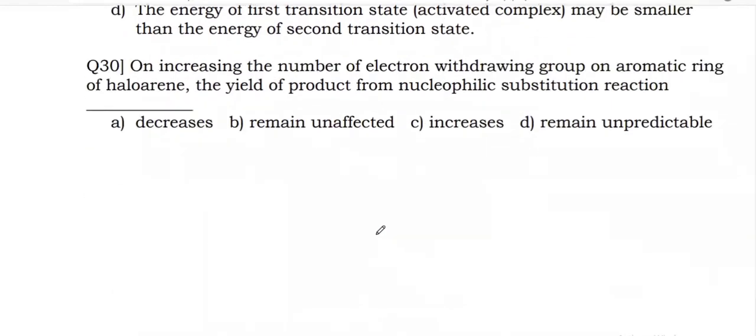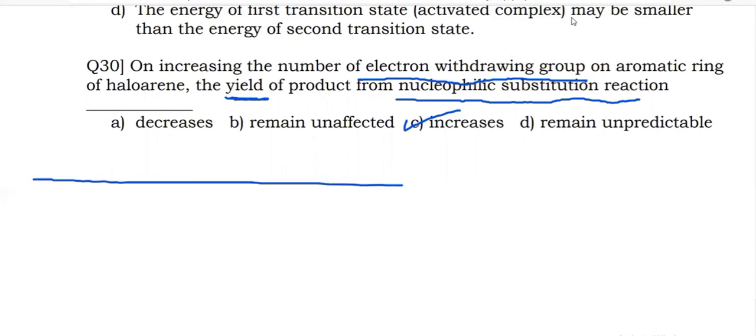Question number 30. On increasing the number of electron withdrawing groups on the aromatic ring of haloarene, the yield of product from nucleophilic substitution reaction... If you attach electron withdrawing groups like NO2, the yield will increase. If you increase the number of electron withdrawing groups like NO2 on a benzene ring, nucleophilic substitution takes place easily and the yield will increase. So the answer here is yield increases. So that's it. We solved all 30 questions.